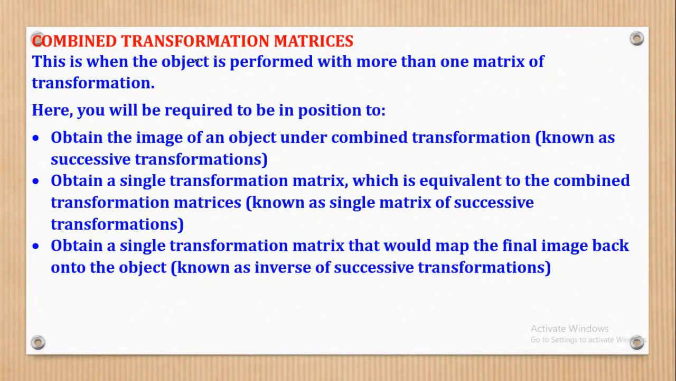Now we shall go to combined transformation matrices. Previously we have been given one matrix and we have been using it to multiply with the object to get the image, but sometimes they can give you more than one matrix. In particular, they'll give you 2 matrices, and in this case they can tell you to either obtain the image of an object under combined transformation, or to obtain a single transformation matrix which is equivalent to the combined transformation matrices, or to obtain a single transformation matrix that would map the final image back onto the object. All these will be covered under combined matrices. We shall start with successive transformation, then go to single matrix of successive transformations, and lastly end with inverse of successive transformation.